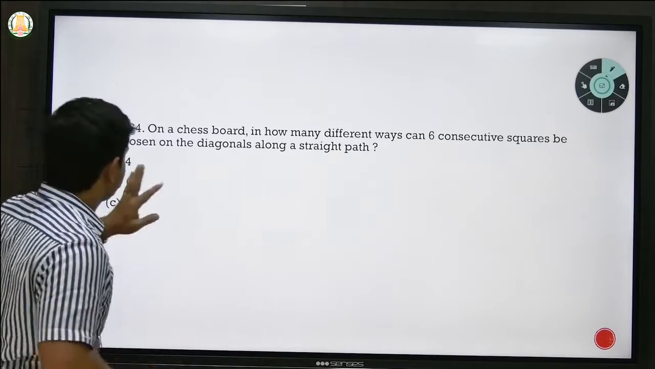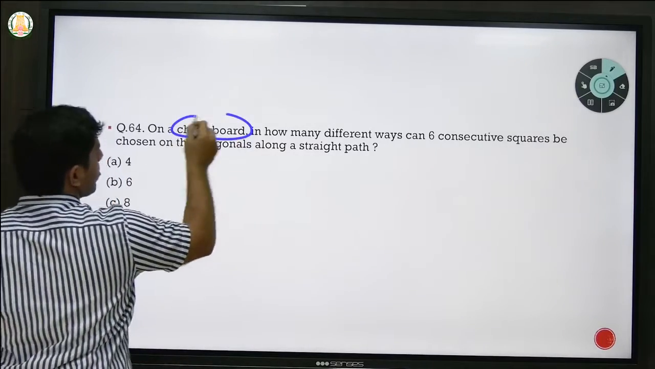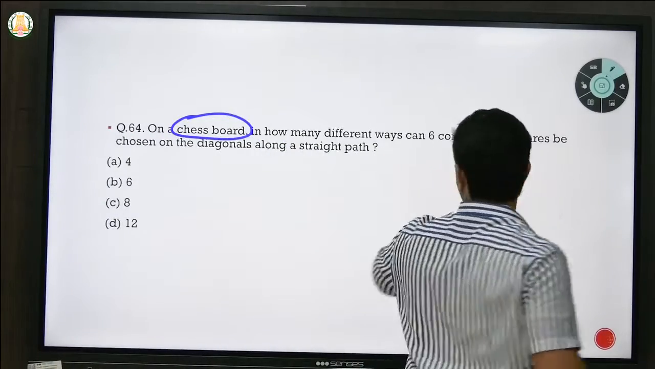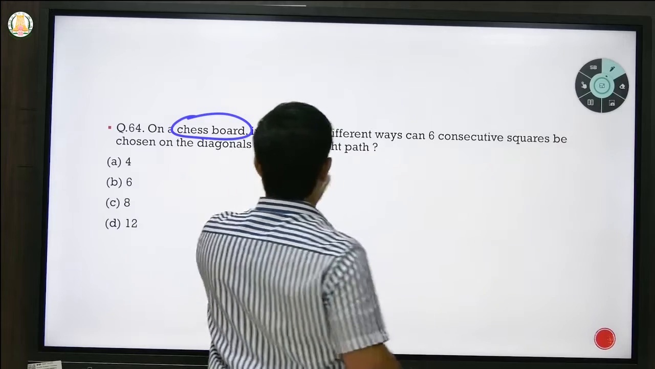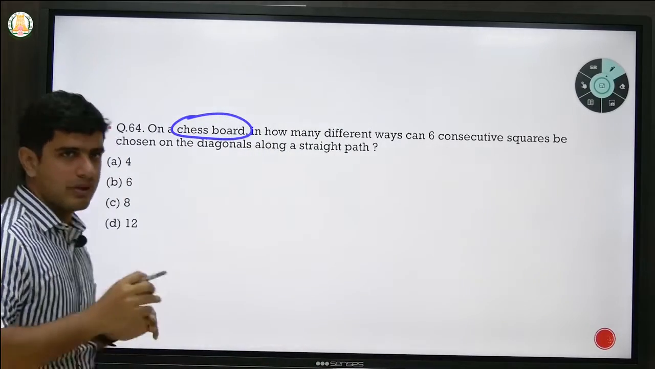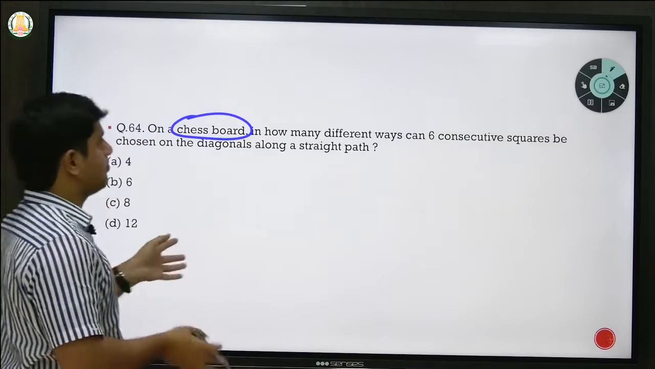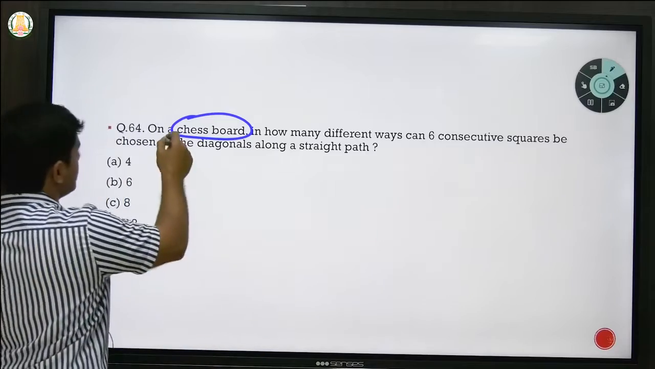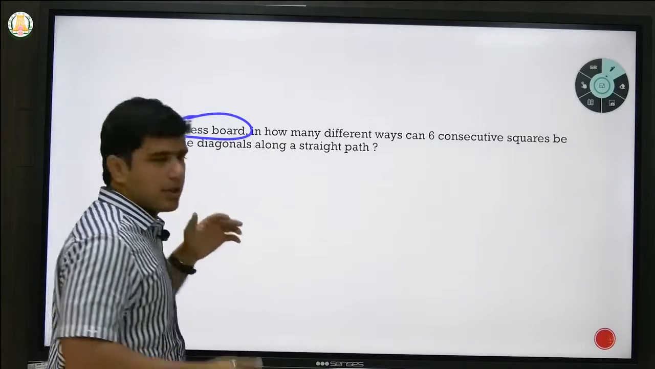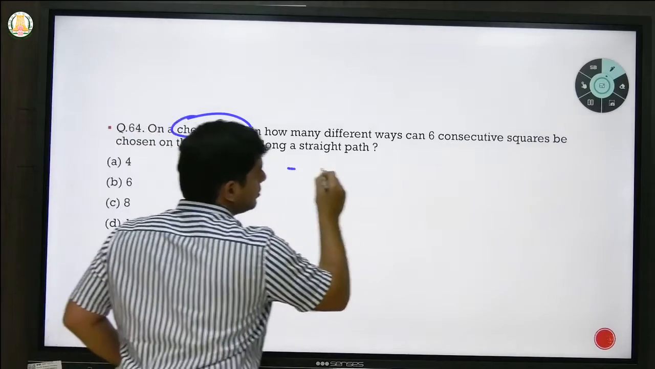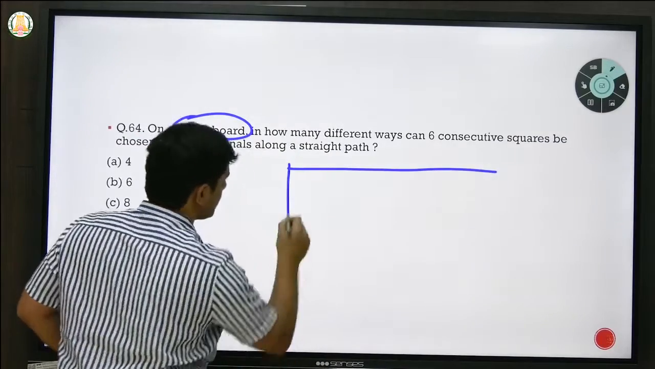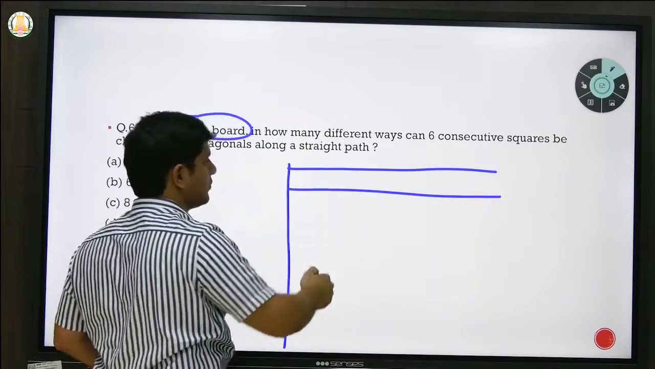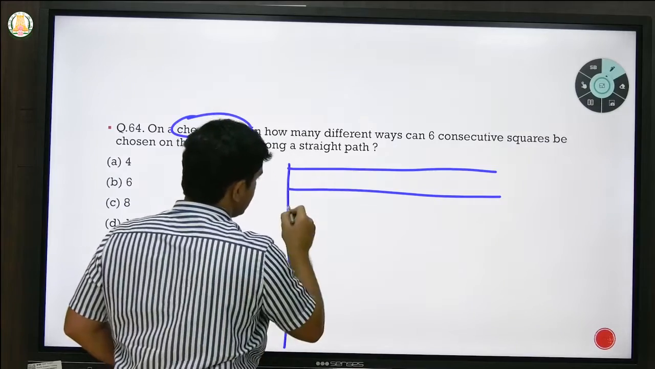Okay, so this says on a chessboard, in how many different ways can 6 consecutive squares be chosen on diagonals along a straight path? So again, the question has a lot of things in it. Though it seems simple, it is a little difficult. Now, before starting, he said on a chessboard, so let's first draw a chessboard. That's the first basic thing you can do. Everyone knows that a chessboard is an 8x8 square. There will be 64 squares, 8 like this and 8 like this.